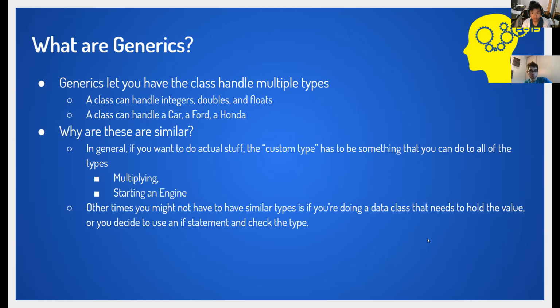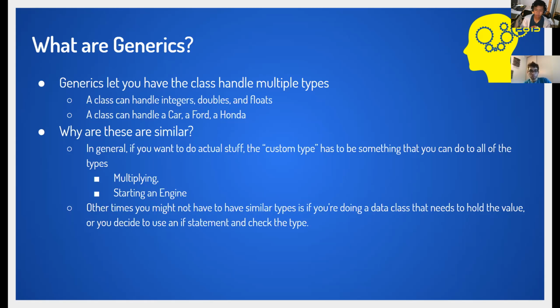The key thing is the reason why I say these are similar is because oftentimes when you have to handle these multiple class types, you want to do actual stuff with them, right? Like for example, you want to do some operations or some conditionals or whatnot. But in general, you're going to be working with things that have a very similar data form, or you can perform the same actions on them. For example, with integers, doubles, and floats, you can multiply them together. For a car and a Ford and a Honda, you can start an engine, right? And really the only times you're going to have to deal with things that are not similar types is when you're doing a data class that just pretty much holds the value.